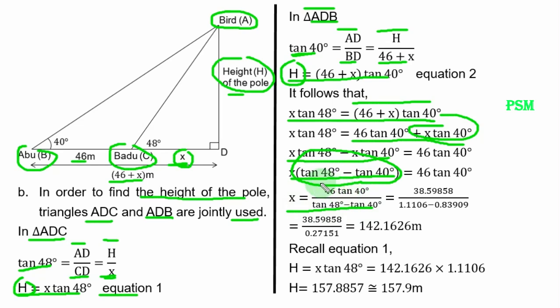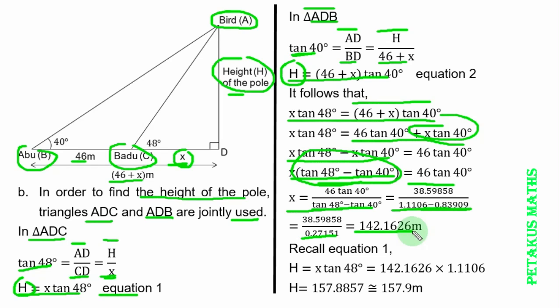If you evaluate 46 tan 40 degrees, you have 38.59858. You evaluate the denominator, you have this result. You subtract, you have this other part. After division, you have s equals 142.1626 meters.